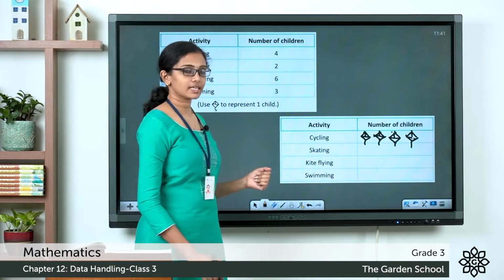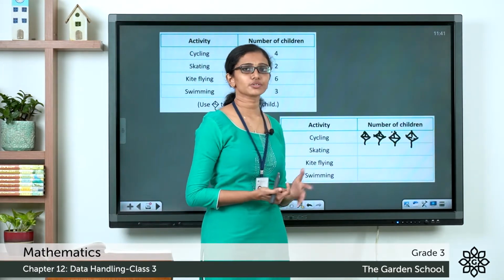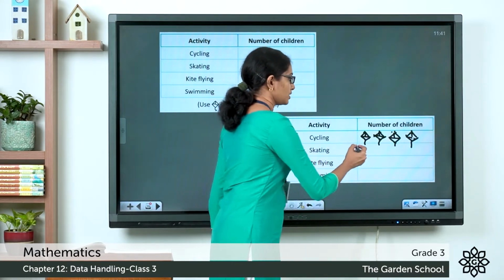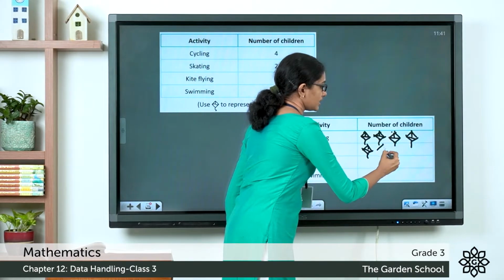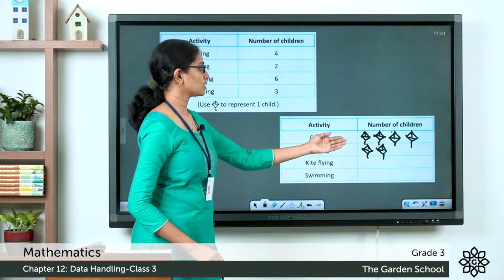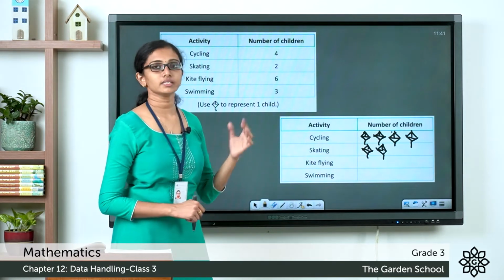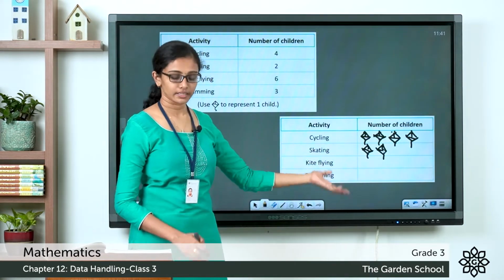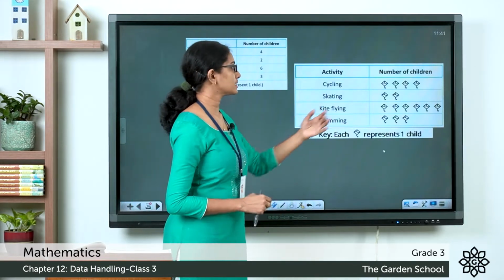So the next one is skating and it is the favorite activity of 2 children. So how many symbols should we draw here? 2 symbols. Each symbol represents one child. So again here we are drawing 2 kites, 2 symbols that represent 2 children whose favorite activity is skating. So similarly, you have to complete drawing the other 2 categories and then your final pictograph will look like this.